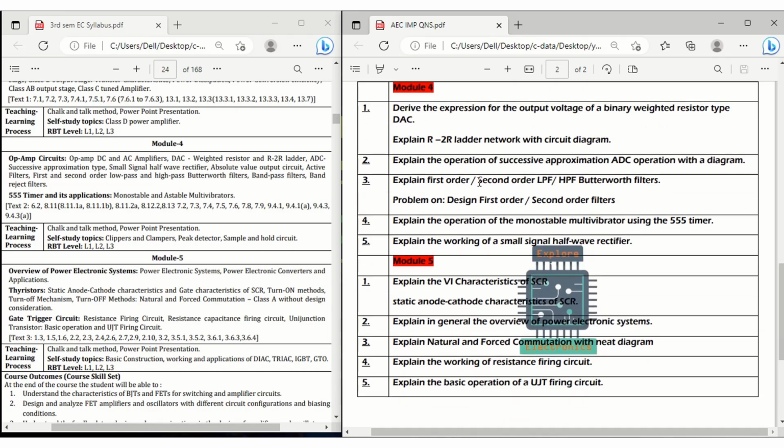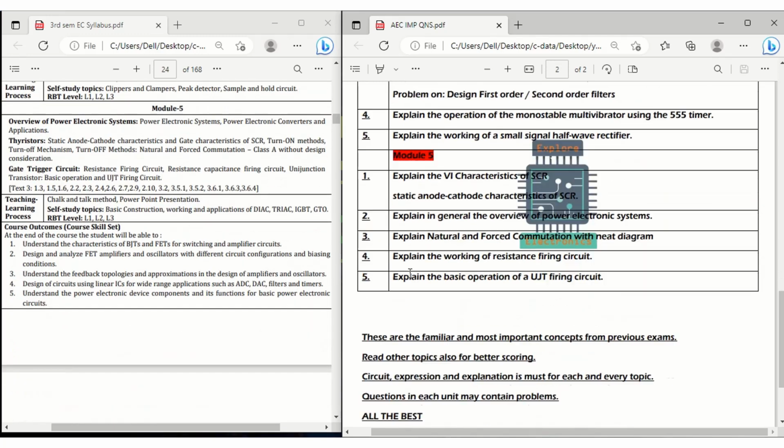And coming to the third question, it is on low pass filters and high pass filters. So here they may ask to explain the second order low pass filter or high pass filter, or they may ask to design first order or second order filters. There will be a problem on this question for sure. And explain the operation of a monostable multivibrator using the 555 timer, and explain the working of a small signal half wave rectifier. This is from module 4.